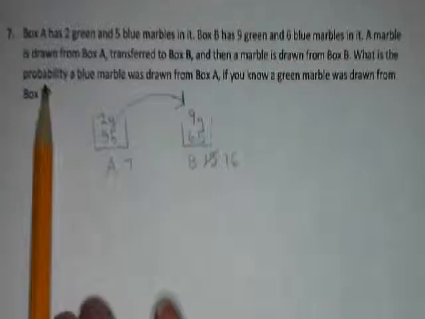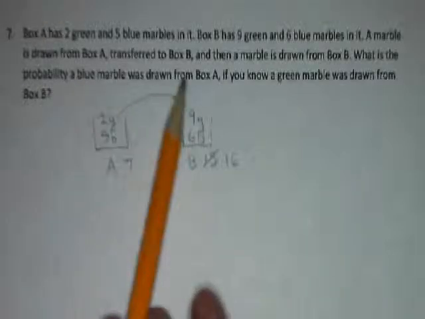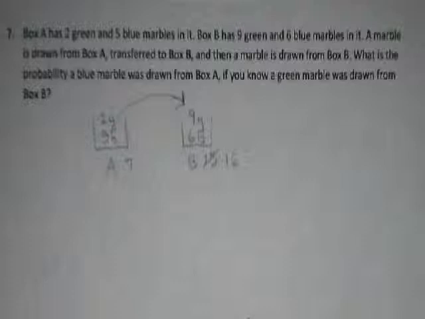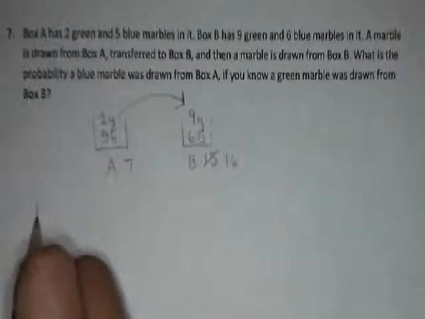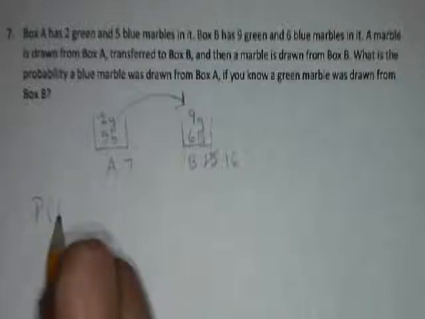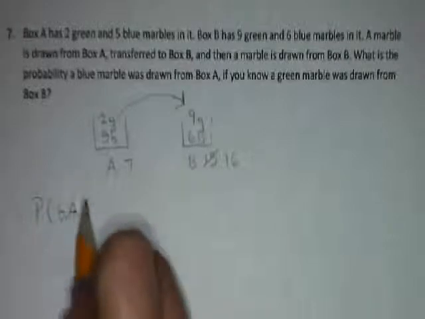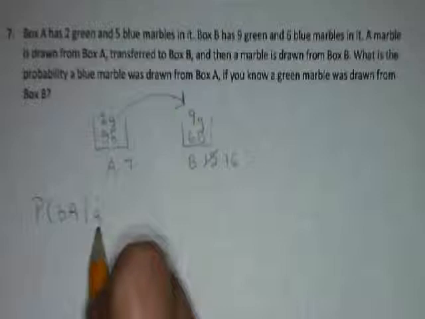We're trying to find the probability that a blue marble was drawn from box A if we know a green marble was drawn from box B. Another way to say that would be the probability of blue from A given green from B.